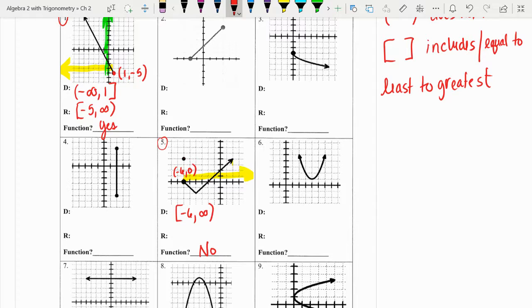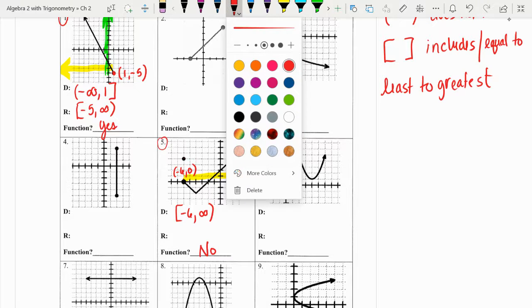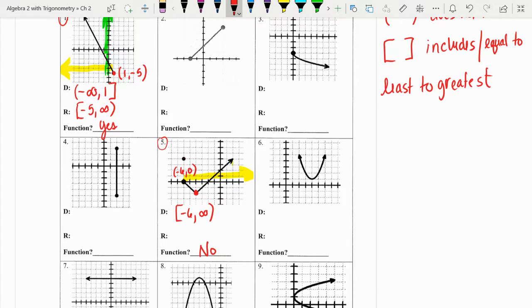As for my range, the lowest point on my graph is this point right here. And that ordered pair is -4, -2. And range again is the y value. So I'm going to use this -2. And this range goes from -2 up. So if I use a blue highlighter here, my range is going to go up forever. So my range here is equal to -2 to infinity. So there's 2 examples of doing domain and range.